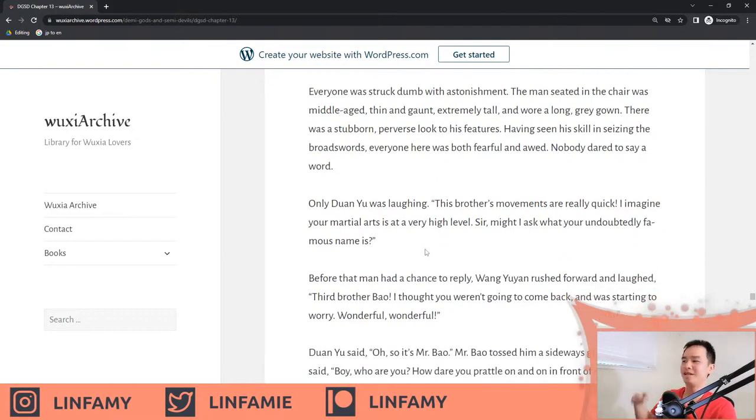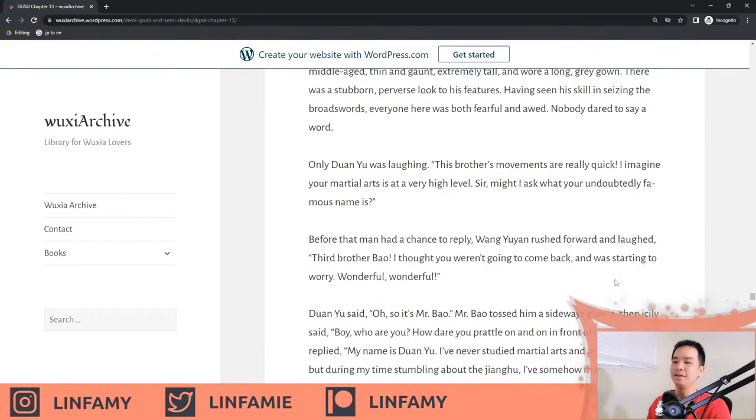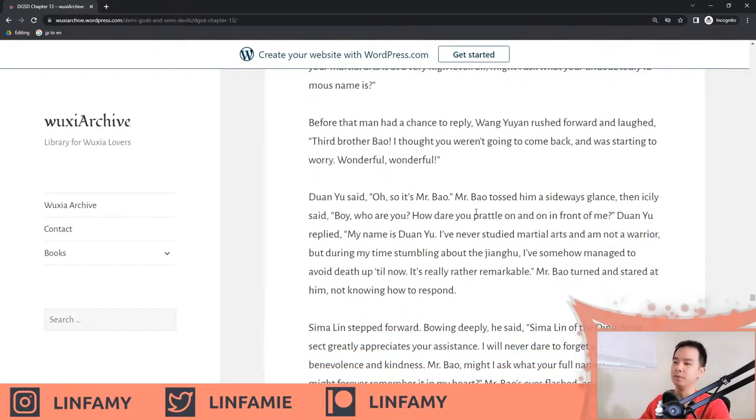This brother's movements are really quick. I imagine your martial arts is at a very high level. Sir, might I ask what your undoubtedly famous name is? Before that man had a chance to reply, Wang Yuyan rushed forward and laughed. Third brother Bao, I thought you weren't going to come back and was starting to worry. Wonderful, wonderful. Duan Yu said, Oh, so it's Mr. Bao. Mr. Bao tossed him a sideways glance, then icily said, Boy, who are you?